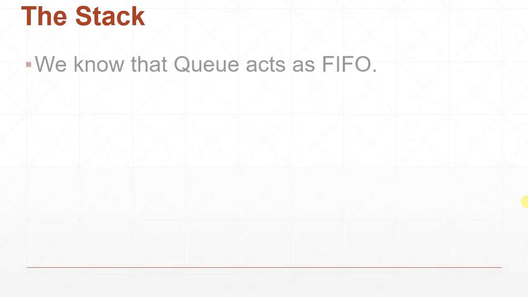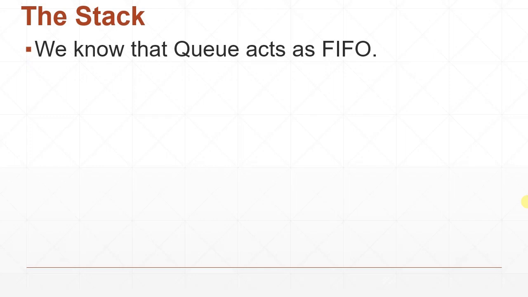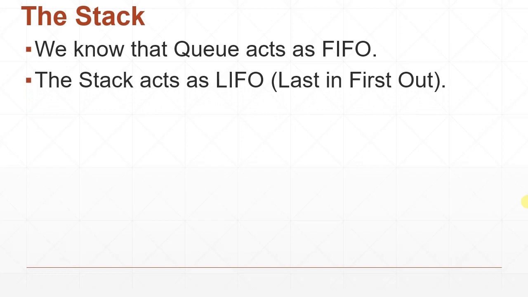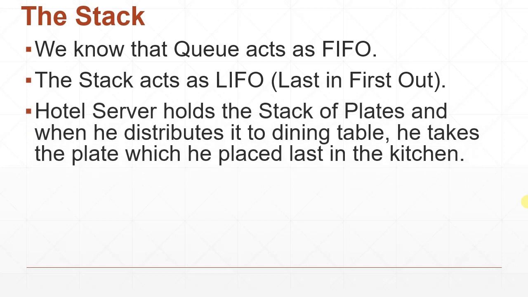The stack. We know that queue acts as first in, first out. The stack acts as last in, first out principle. Let us say a hotel server holds a pile of plates, and when he distributes it to a dining table, he takes the plate which he placed last in the kitchen. That means whatever plate he placed last, that stays in the top of the stack of his plate. So when he removes, ultimately he removes it from the top.